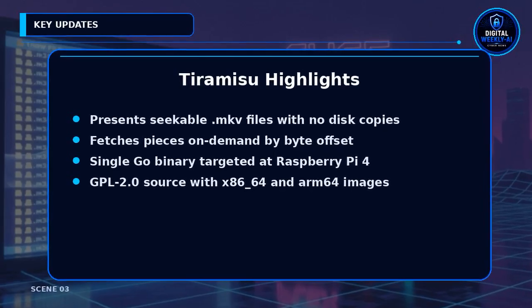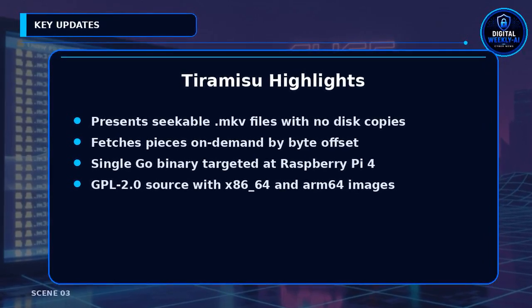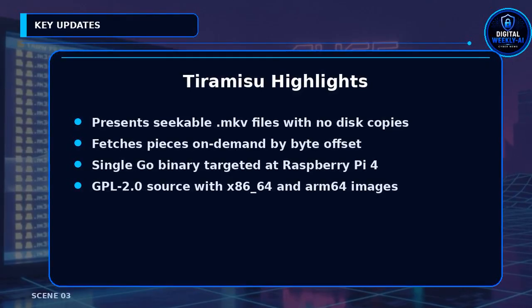Tiramisu Deep Dive. It mounts a FUSE file system that exposes many seekable .mkv entries while holding no on-disk contents. When a player reads byte offset X, the FUSE layer requests the torrent piece containing that byte. The engine fetches, verifies, and supplies the data. The project is a single Go binary and runs on Raspberry Pi 4.